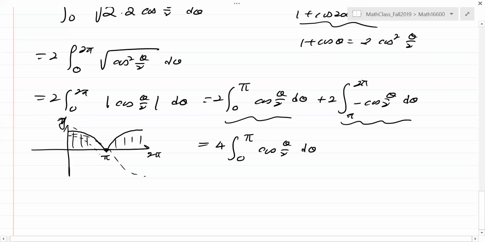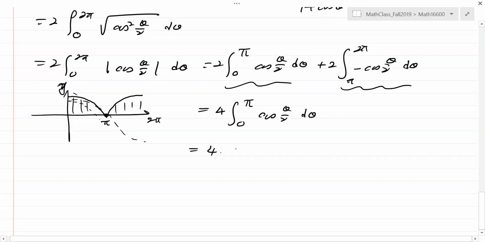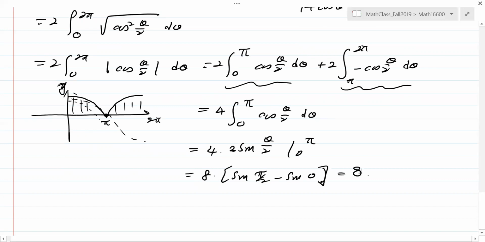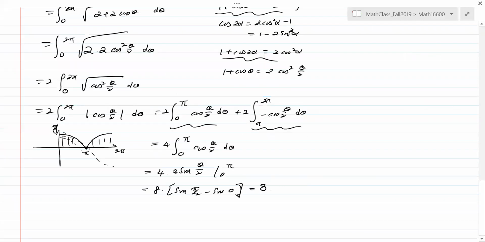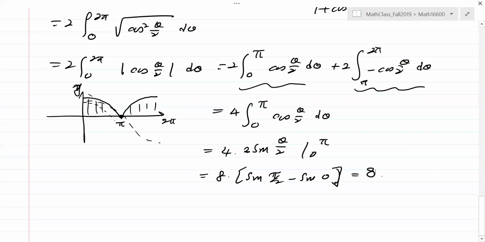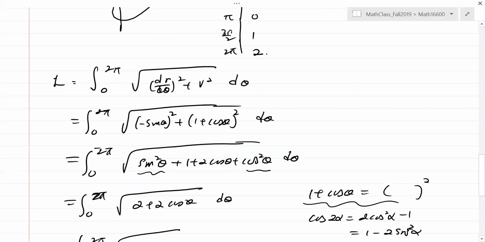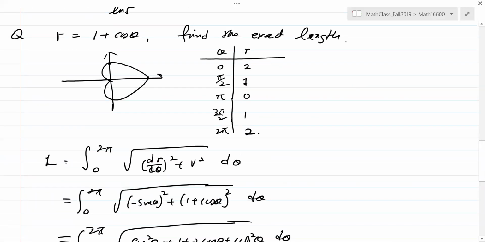Then the antiderivative will be sine of half of theta multiplied by 2, because when you differentiate, you will get cosine half of theta multiplied by 1/2. So it's from 0 to pi, and then 8 times (sine of pi over 2 minus sine 0). It's going to be 8. So we see that we get the same 8. This is the answer: the length equals 8.